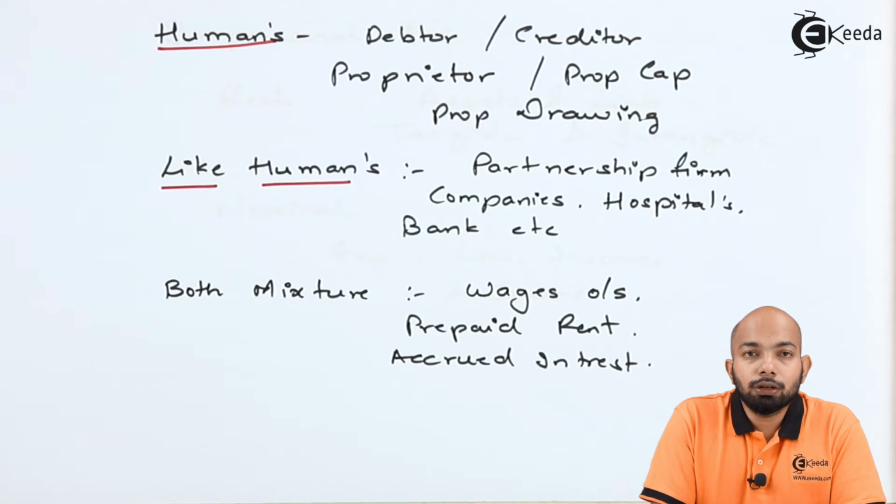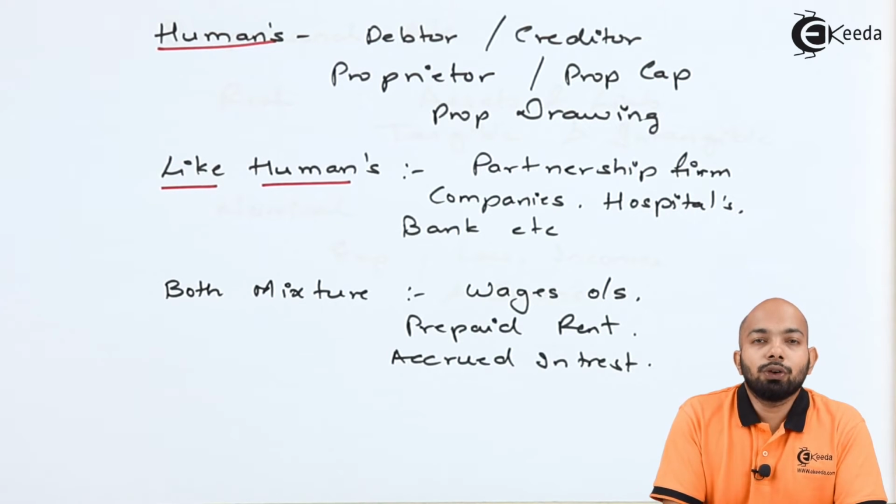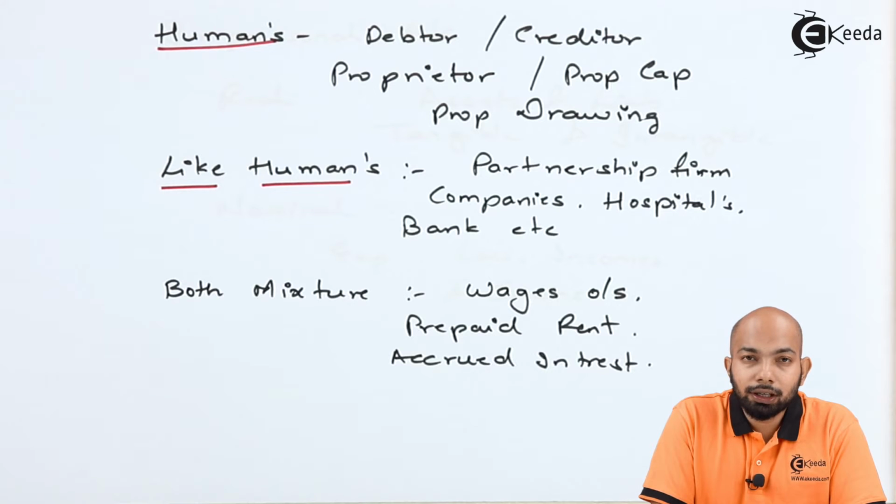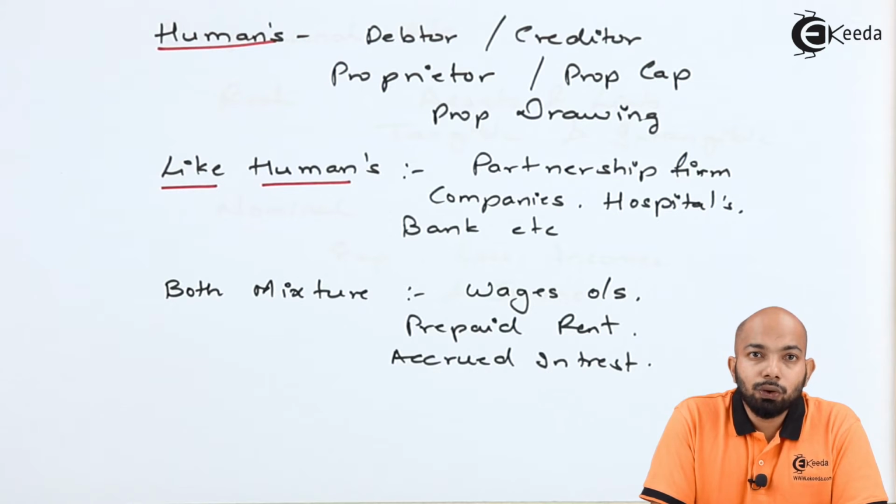So partnership firms, any proprietor account or proprietor firm account, any Hindu undivided family, etc. All these accounts form a part of like human or artificial accounts. Let's go ahead further and understand what other kinds of personal accounts we have.